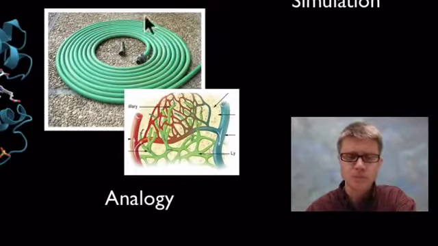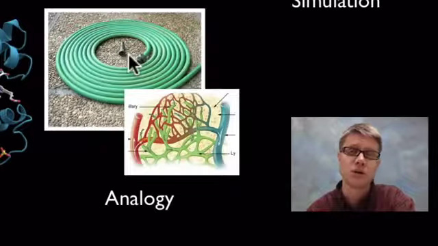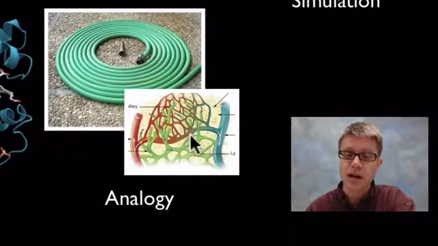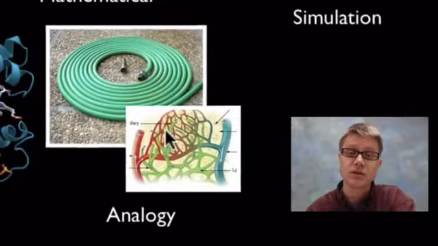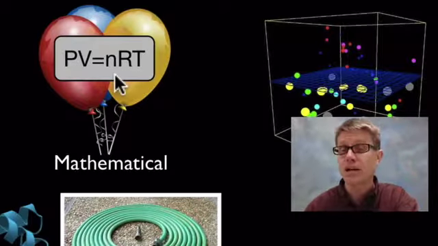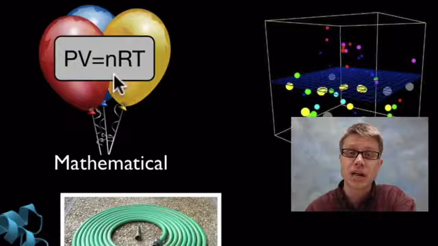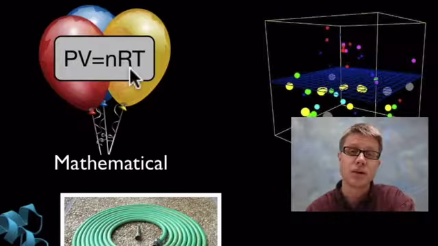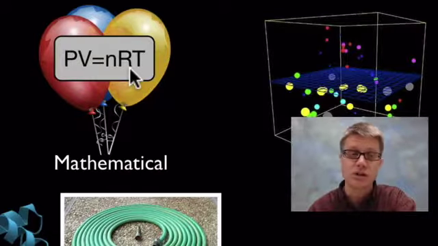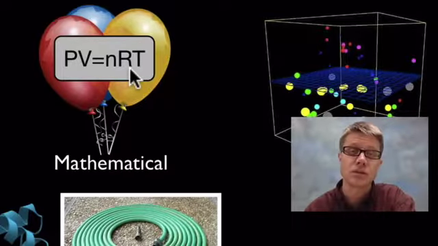We could use an analogy as a model. For example, if I understand how fluid moves through a hose, I can use that to explain how blood is going to move through the vessels. Or I could use just a mathematical model. So this could be the ideal gas law. It's simply a formula that explains what happens as we increase pressure or decrease volume or increase temperature. We can understand what's happening.